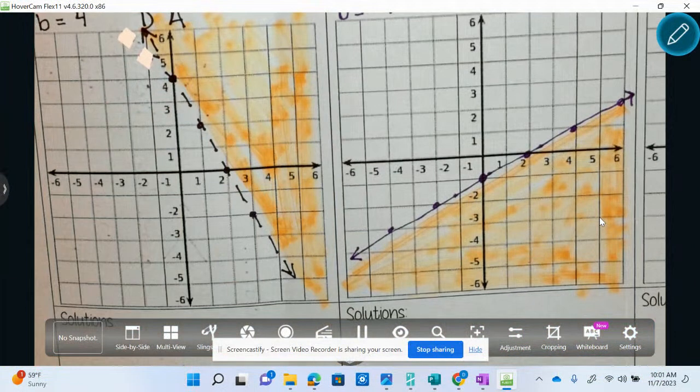I need to put the lid on my highlighter. It's drying out. Okay. Questions about that? We feel good about that one?